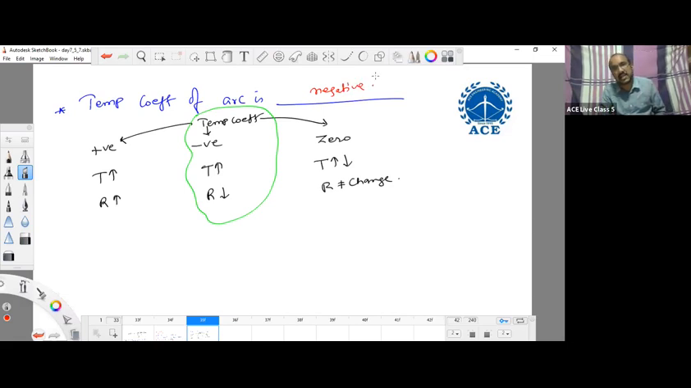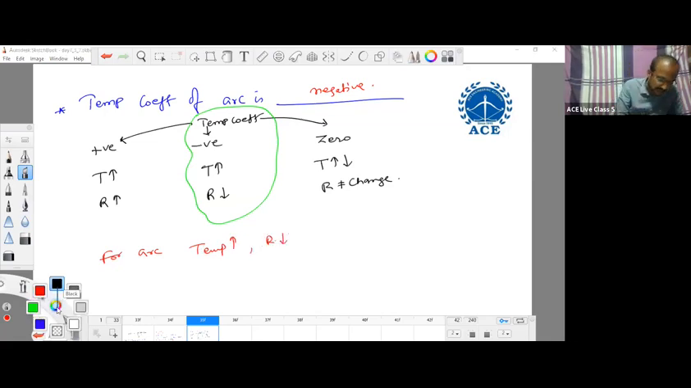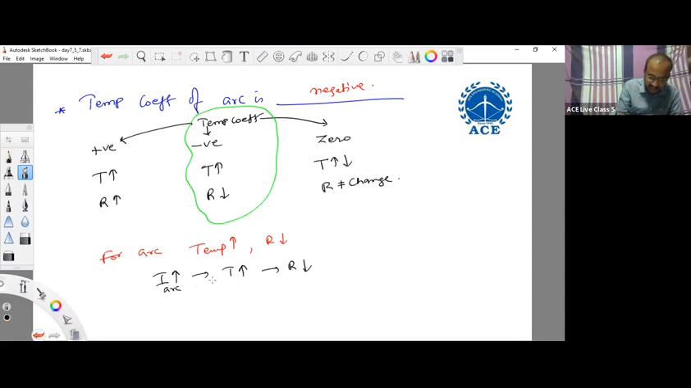So what is your observation? As temperature is increasing, resistance decreases. So for the arc, as temperature increases, resistance decreases. Now let us observe the case study like this. As current increases, temperature increases, resistance decreases. As the arc current increases, temperature increases, arc resistance decreases.